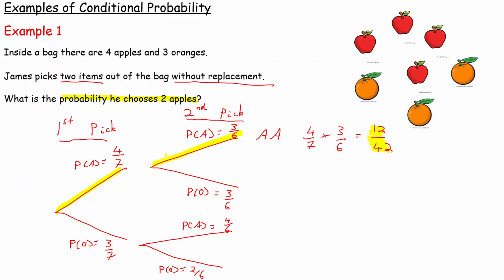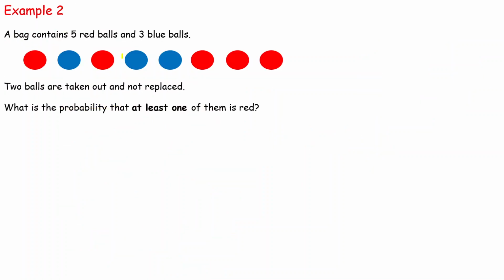Where it's more useful to draw out the whole diagram is if it might say, like on the next question, example 2, we've got the probability that at least one of the picks is red. So we'll read the question, but you'll see why a tree diagram here is probably a bit more useful. So we've got a bag contains 5 red balls and 3 blue balls. If you want to, you can try this one yourself, pause the video, and then you can fast forward to the end, or you can work through it with me. Either way is good. 2 balls are taken out and then not replaced. What is the probability that at least one of them is red?